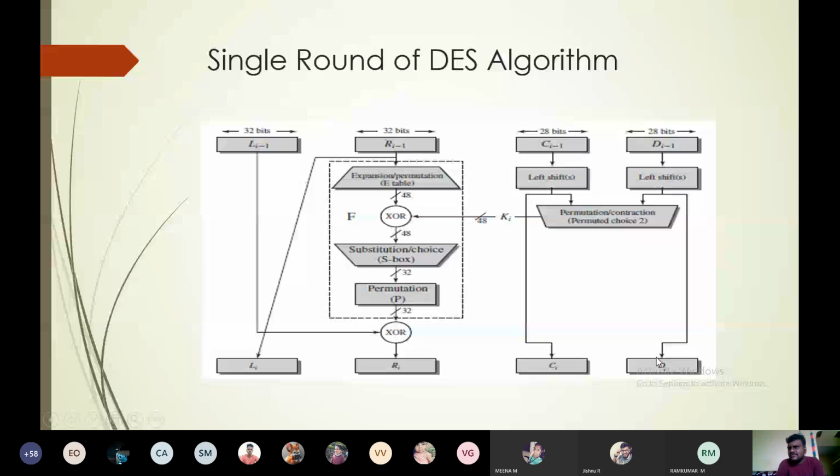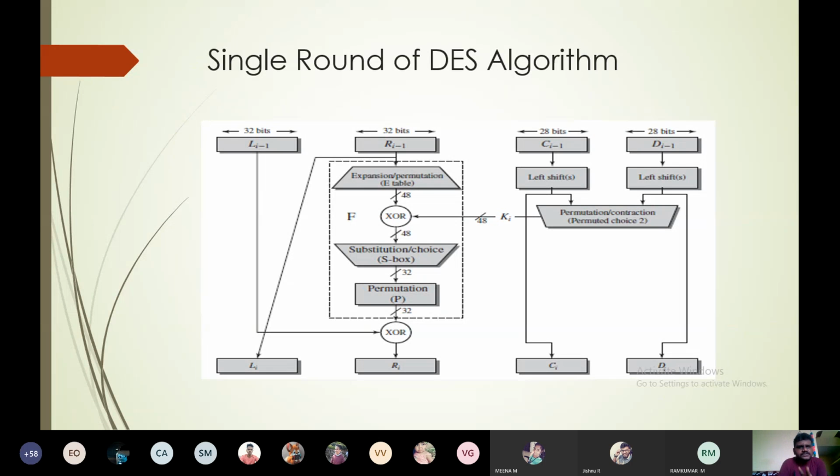It will be somewhat confusing, so just listen to this and you will get some idea. After that we can read it in our notes, and it will be easier to get the points. Clear? So this is the function of round 1.